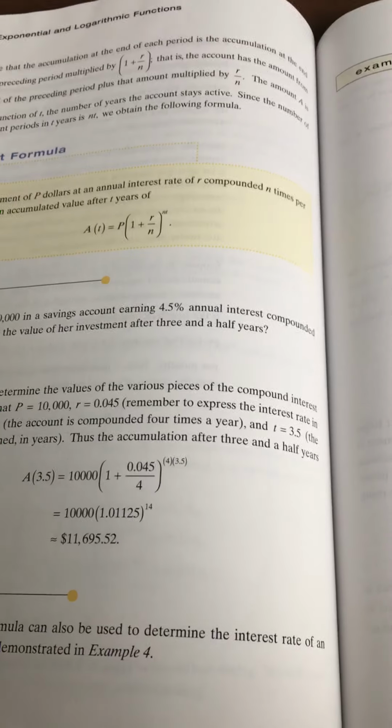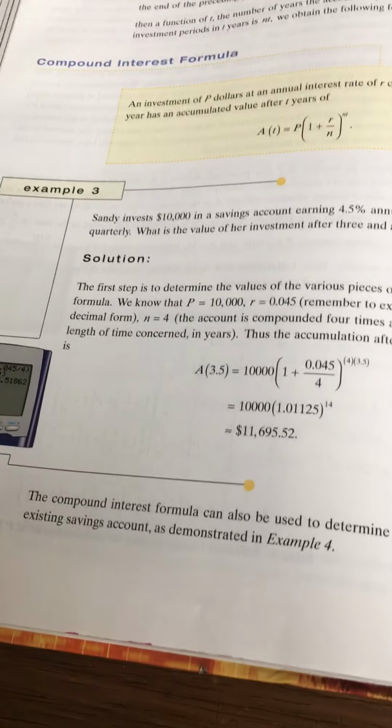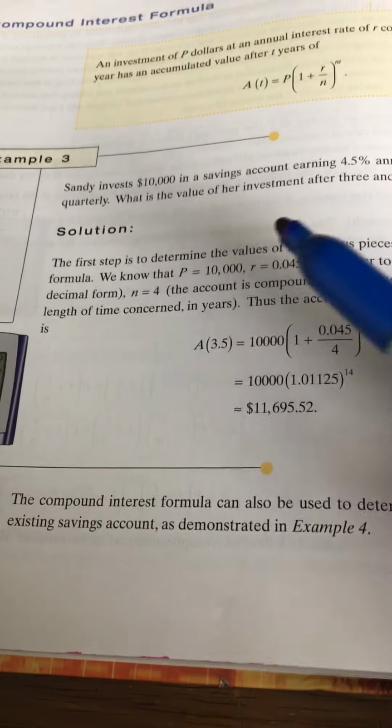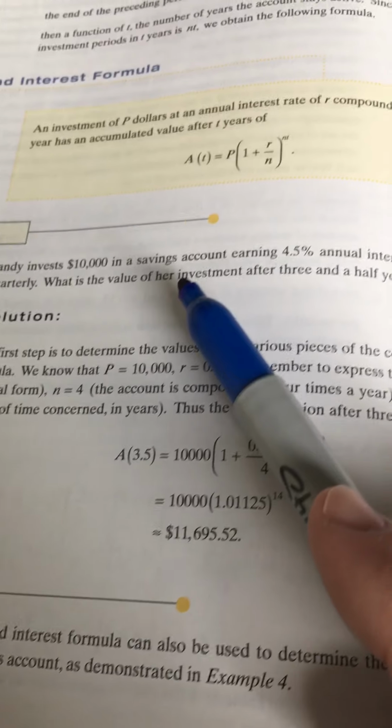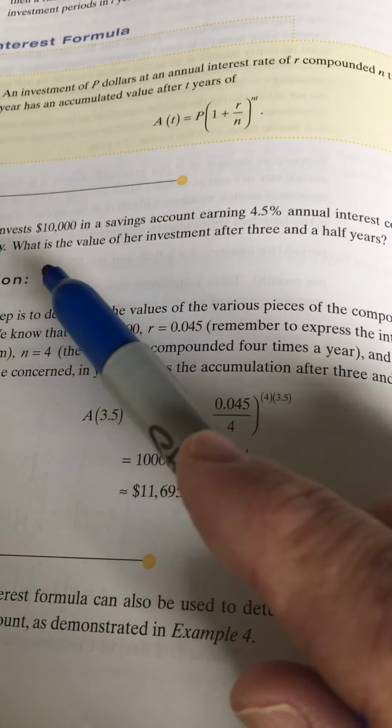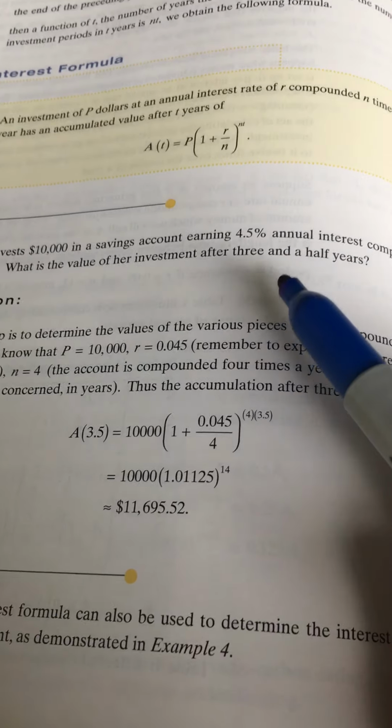And now to finish up this section, we're going to do two more examples. This one's example number 3 in the textbook on page 522. It says, Sandy invests $10,000 in a savings account, earning 4.5% annual interest compounded quarterly. What's the value of the investment after 3 years?